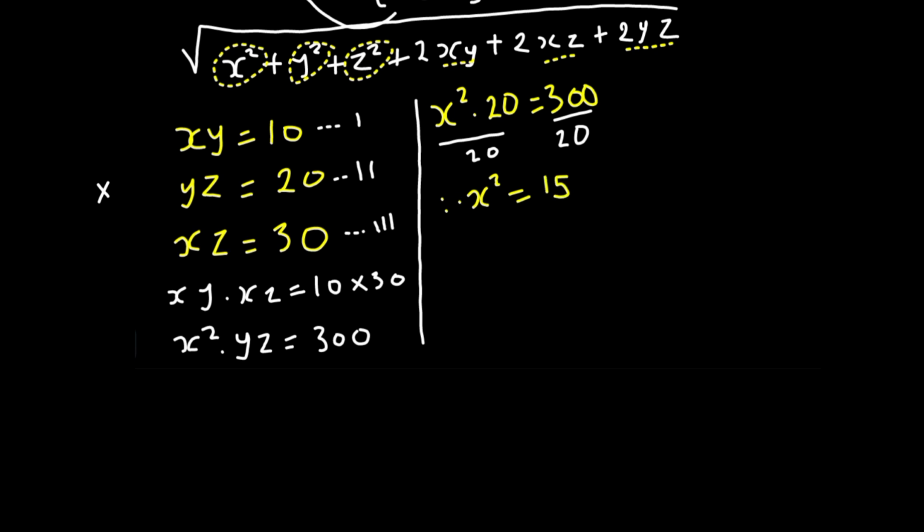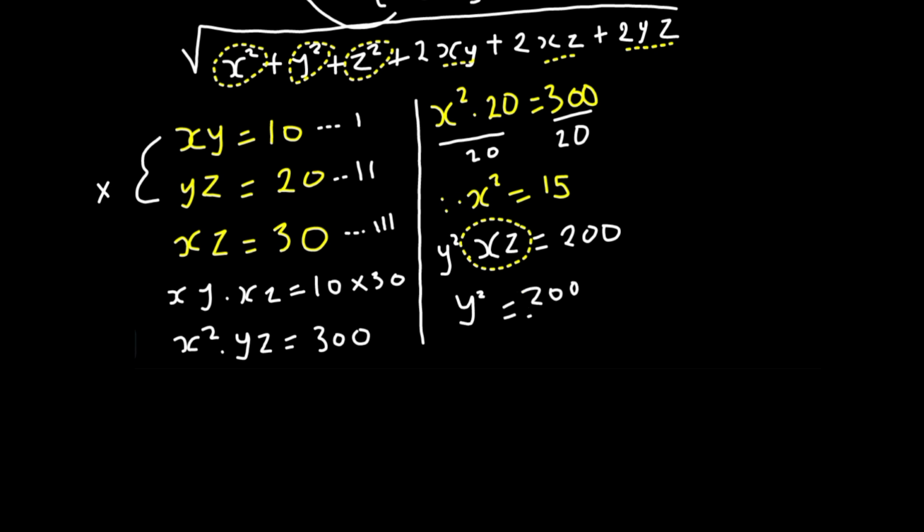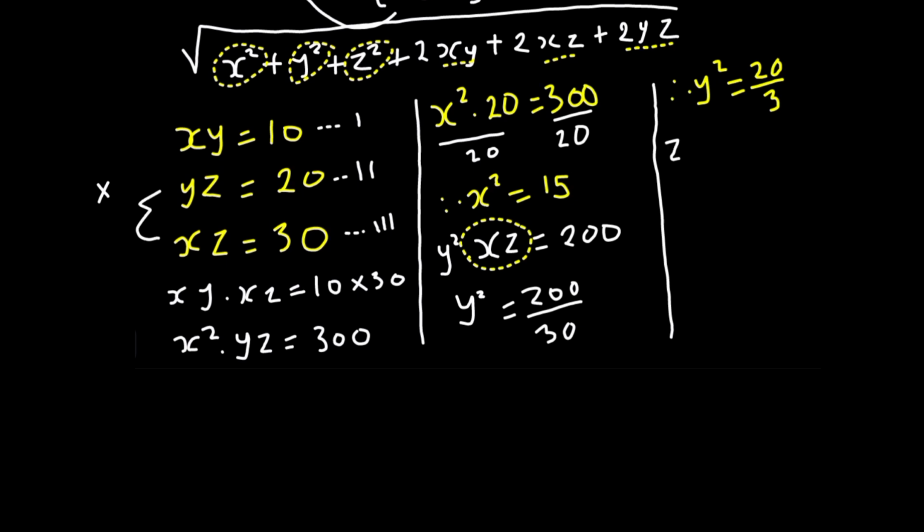Now doing the same thing for equation 1 and 2, we have y squared times xz equals 200, and xz is given to us as 30, so we have y squared equals 200 divided by 30. Therefore, y squared equals 20 over 3. Doing the same thing for z, let us multiply equation 2 and 3. Therefore, we have z squared times xy equals 600. z squared equals 600 divided by 10. Therefore, z squared equals 60.